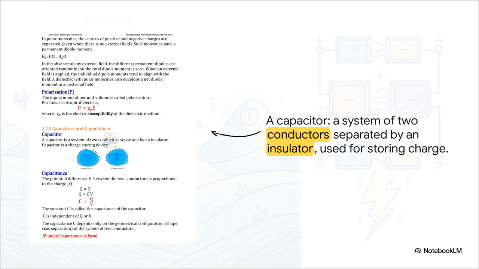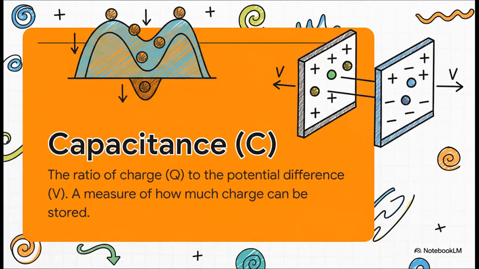It's just two conductors, like metal plates, separated by an insulator. That's it. By piling positive charge on one plate and negative on the other, we create a nice steep potential difference, our electric hill, and we store energy in the process. Now, the capacity of our electric dam has a name. It's called capacitance. It's really just a measure of how good a capacitor is at storing charge.